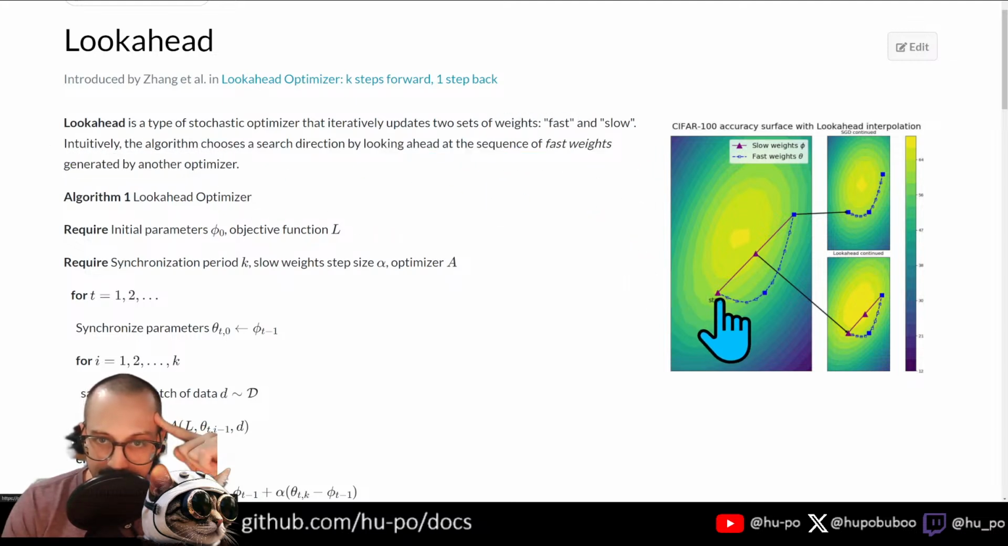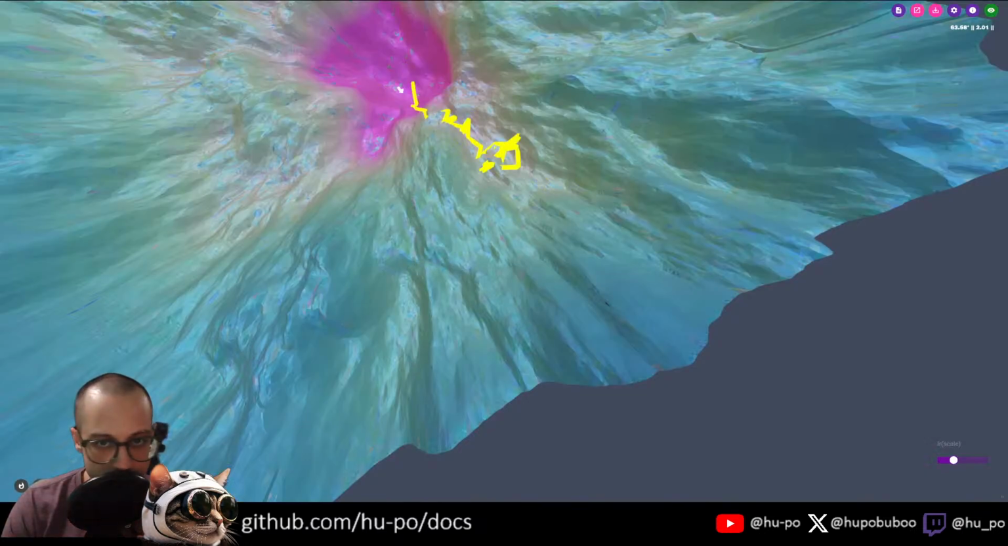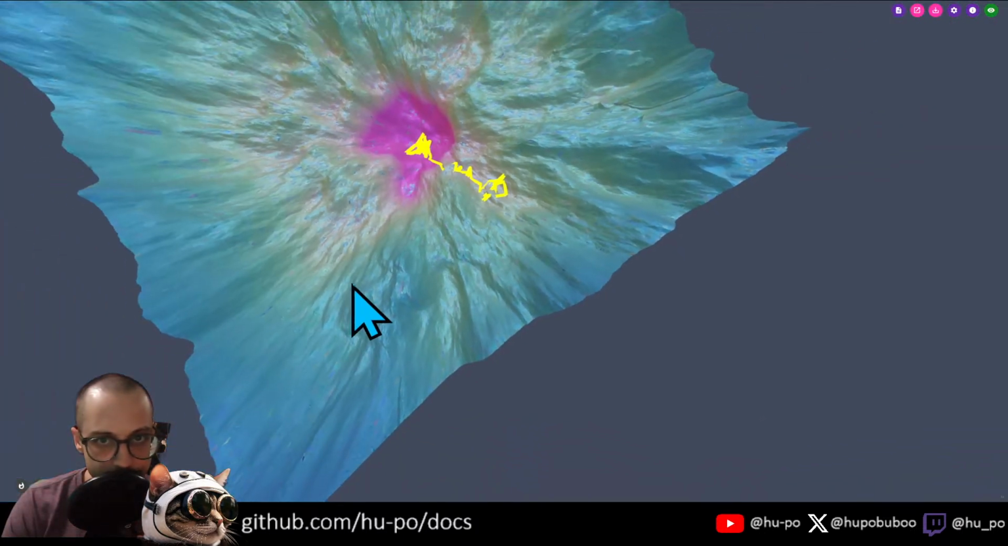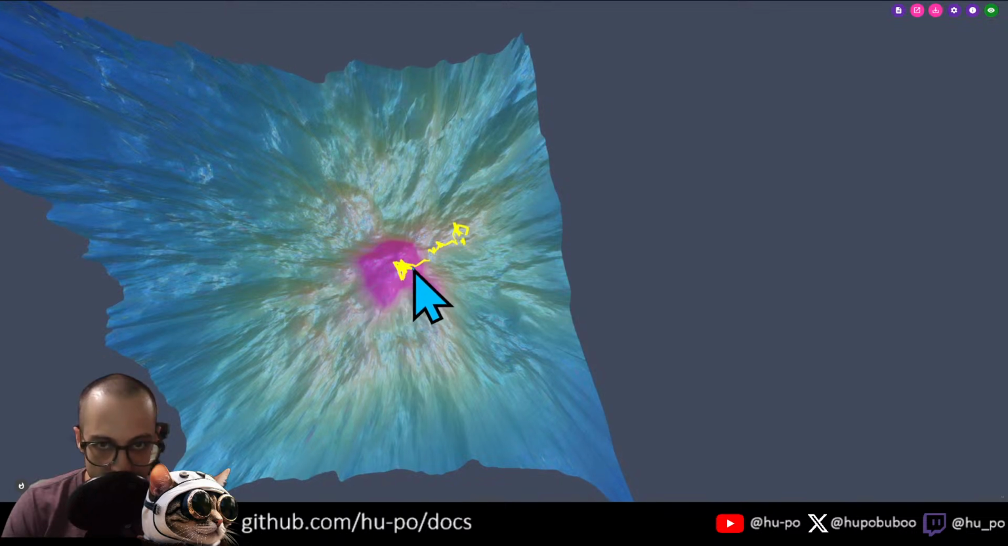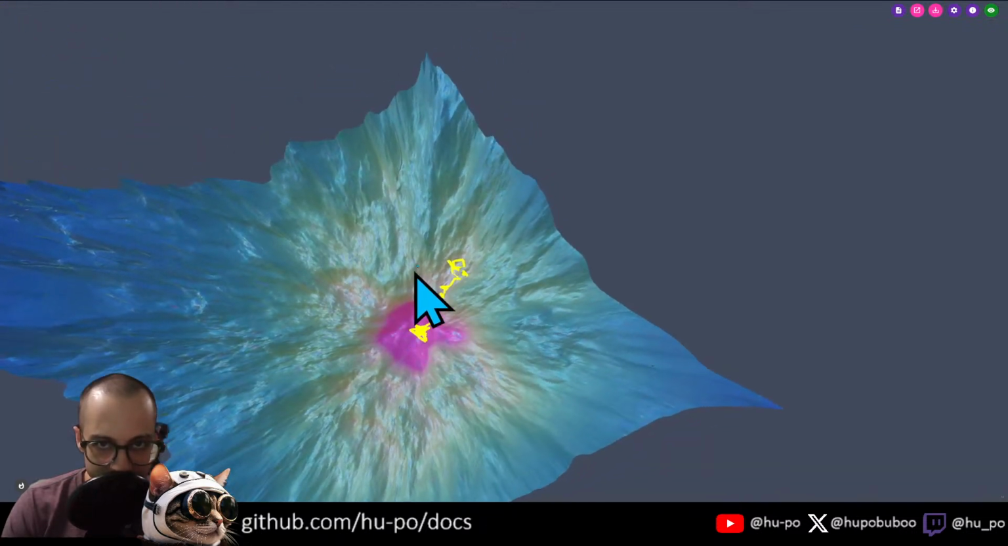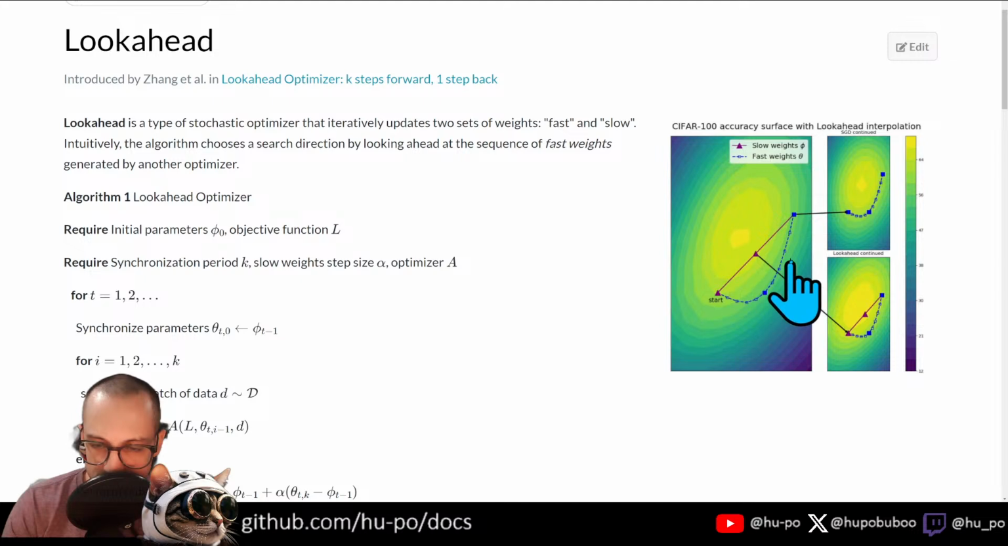So you see here how this is kind of a top-down view of something like this, right? So you imagine something like this where you have the global minima that you're trying to reach here, and then you start from any point there. Here's the top-down view of that, right? You're trying to get to this point here.